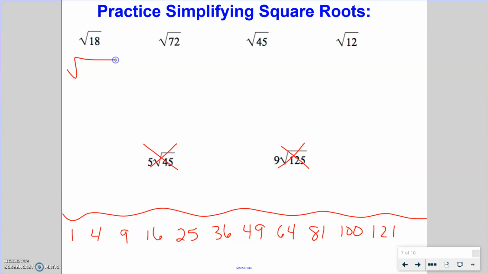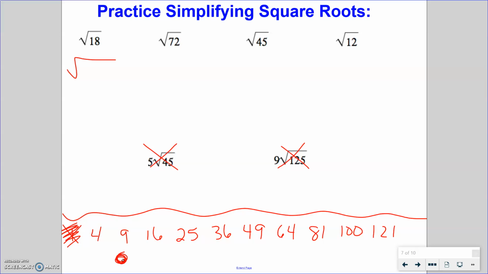Square root of 18. Well, 18 does divide by 1, but that's usually one we don't use, you guys, because it's not very helpful. It doesn't actually simplify anything, okay? Does 18 divide by 4 nicely? Well, no, I would get a decimal, so that's not going to work. 18 divided by 9. Well, that works, and it's 9 times 2, right? And I know I can't do 18 divided by 16, so 9 must be the largest perfect square that works.